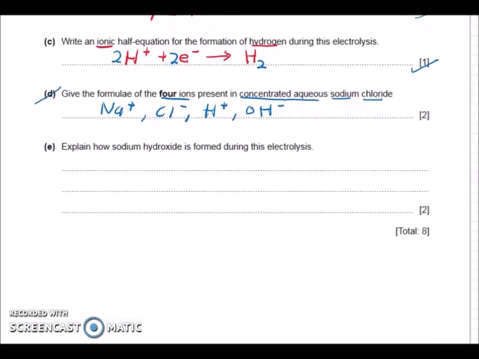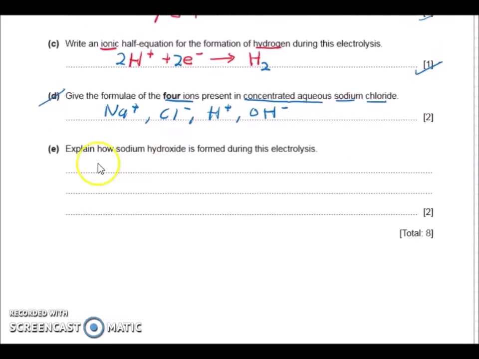Next one is explain how sodium hydroxide is formed during this electrolysis. At the anode, which is positively charged, since it is a concentrated solution, they will discharge the chloride ion. The chloride ion will be discharged.